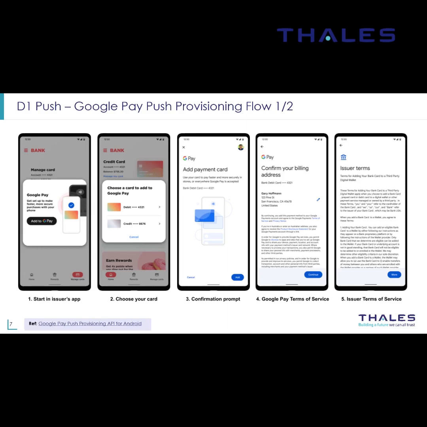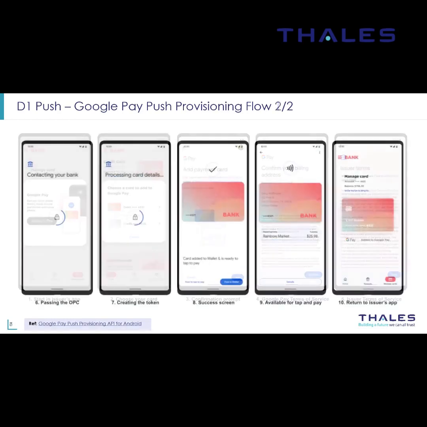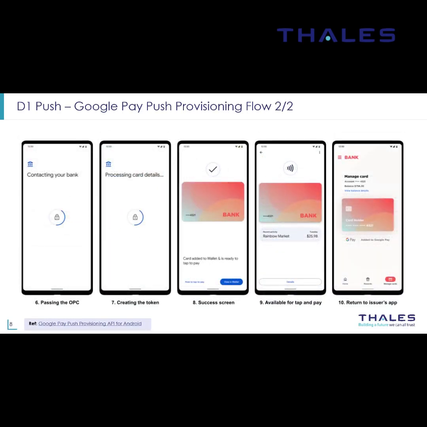Once a user clicks the button or confirms the card selection, the Google Pay wallet comes to the foreground to show a confirmation about which card is about to be added. Next, the user is presented with Google's, and subsequently the issuer's, terms of service and asked for explicit consent. The flow continues with Google Pay wallet showing progress about the card data processing with the TSP and bank. In case of success, it transitions to the result screen saying, "Card added to wallet and is ready to tap to pay."